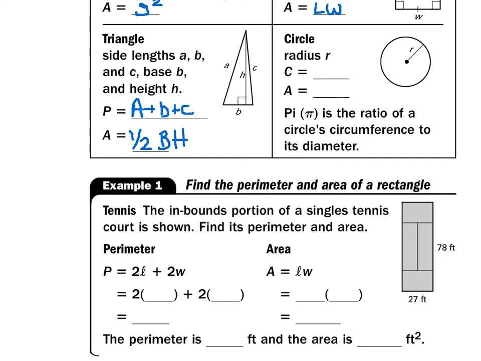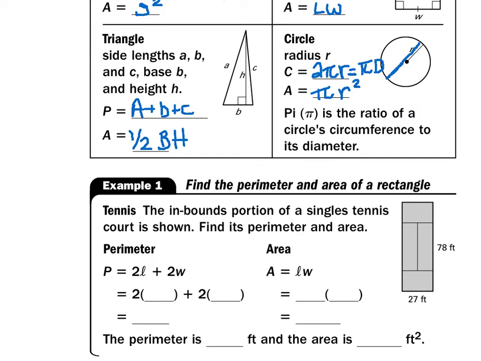Circle is, circumference is 2 times pi times the radius. Now sometimes you'll see this 2 times the radius is also the diameter. So sometimes you'll see this formula as pi times d. Doesn't matter which one you use. Area is pi times the radius squared, pi r squared.